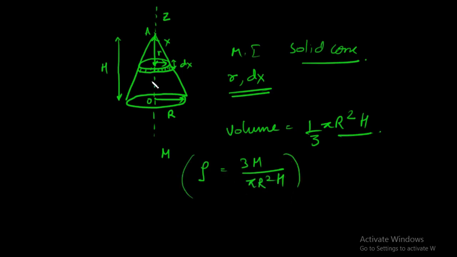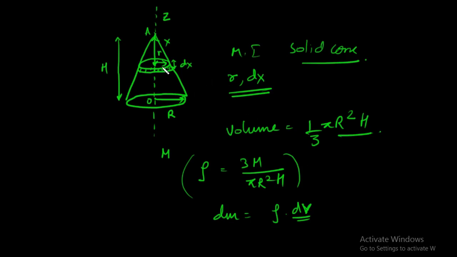So I want to calculate the mass of this small disk. What will be the mass of this small disk? dm would be equal to rho times dV. dV will be equal to the elemental volume of the disk. What is the volume of the disk now?